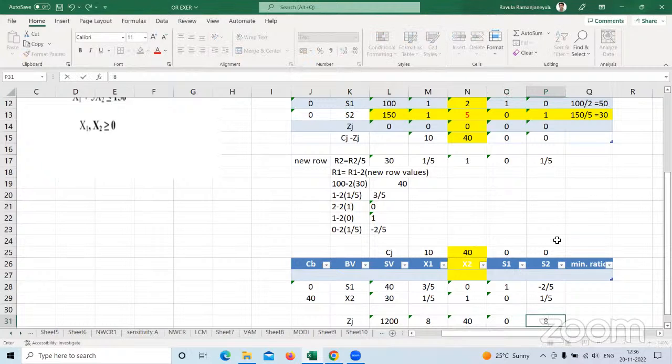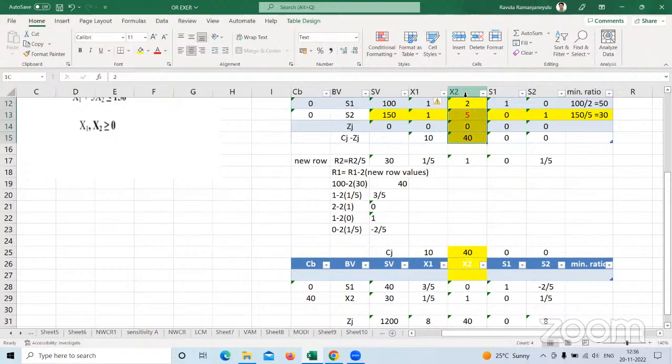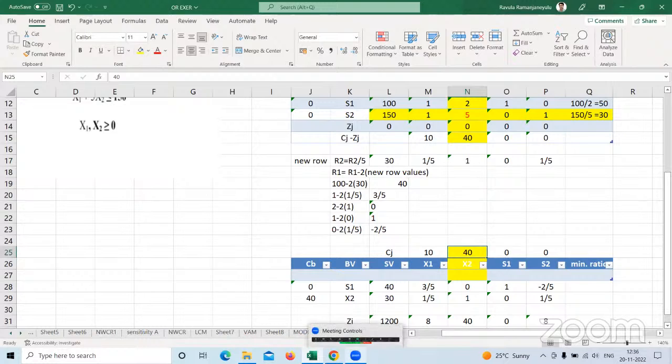Why is CB in the second row 40? Because we got the key element in the second row. So S2 is replaced with X2. Okay, key element we got here. So in the key row element only, it will be replaced. In the place of S2, X2 is replaced and the X2 coefficient is 40. Okay.